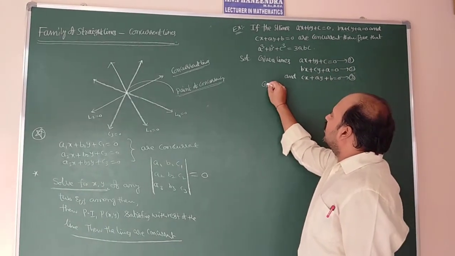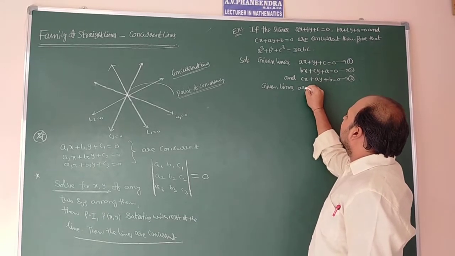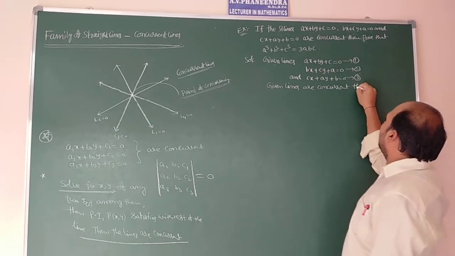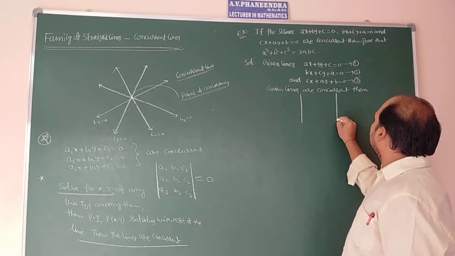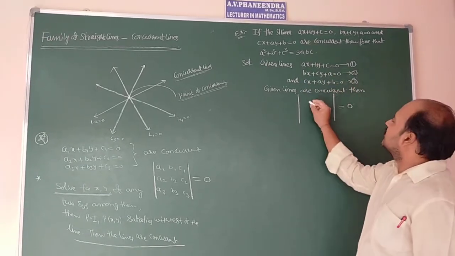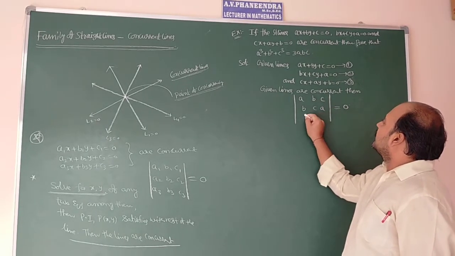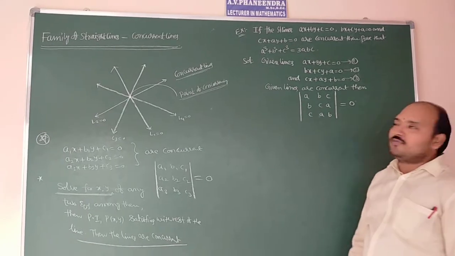Given lines are concurrent, then the determinant of the 3 by 3 matrix formed with the lines ABC, BCA, CAB equals 0. We know how to calculate the determinant of a 3 by 3.